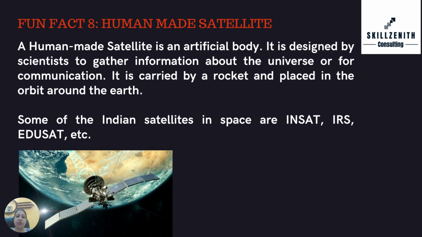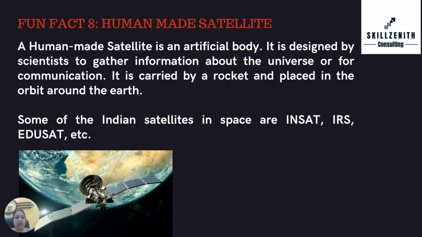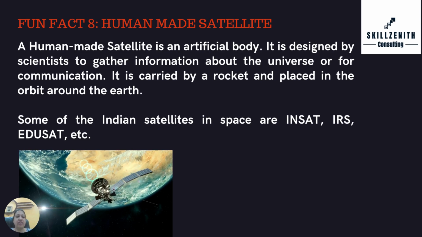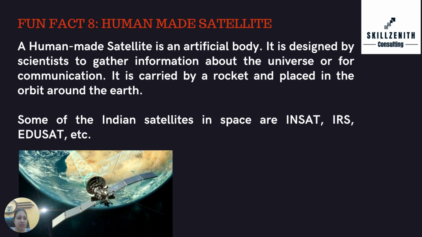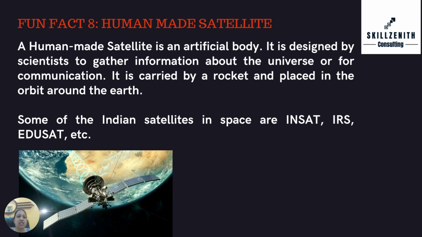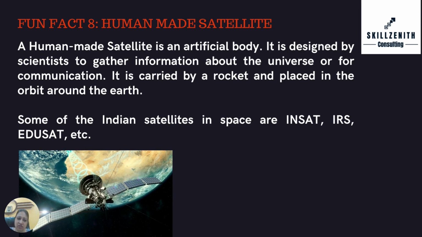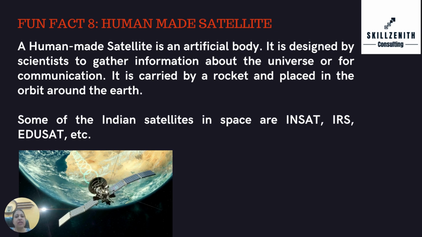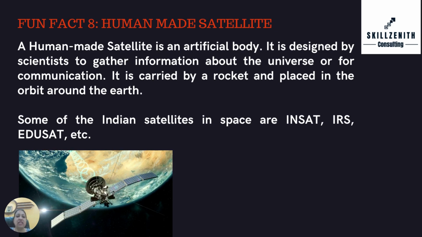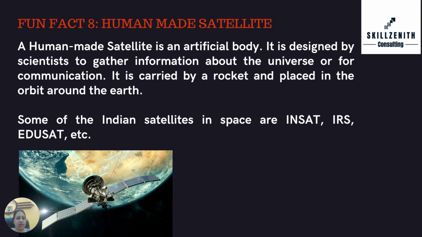Similarly, now with the advancement of science and technology, we have human made satellites. So, we have satellites that are made by us, which keep rotating around the planets. So, what is it? A human made satellite is an artificial body. Artificial meaning it is not natural, it is made by us. It's designed by scientists to gather information about the universe or for communication.